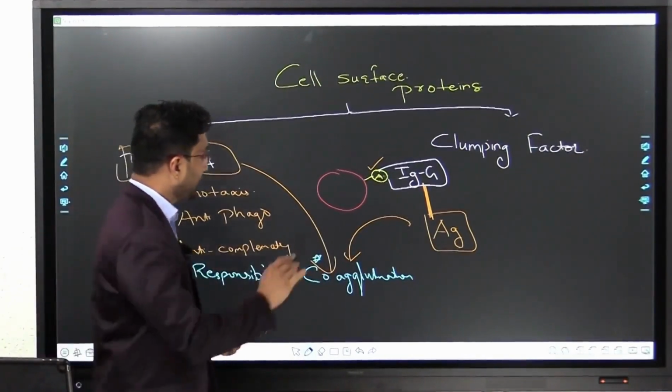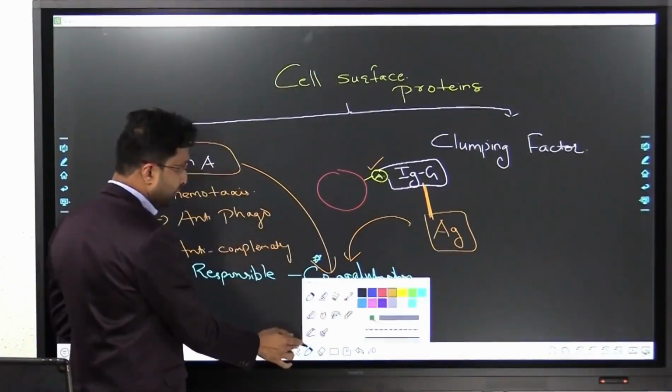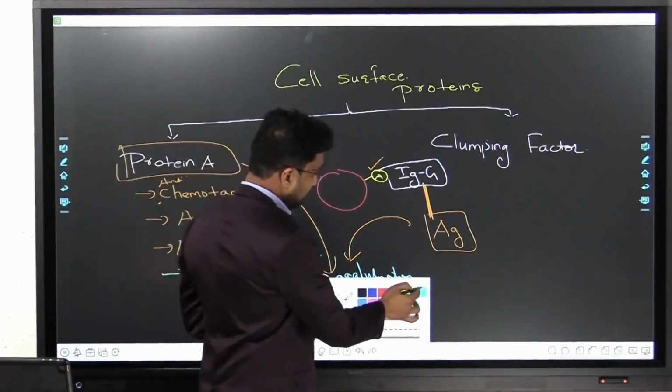Now the second cell surface protein is coagulase. Have you heard of it?